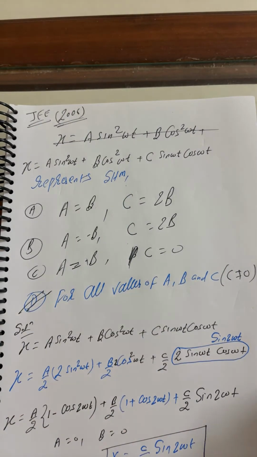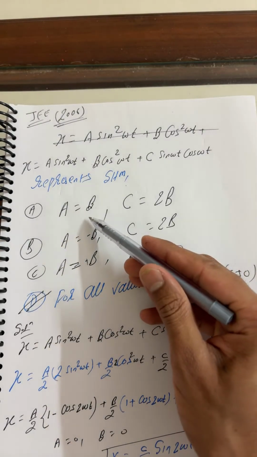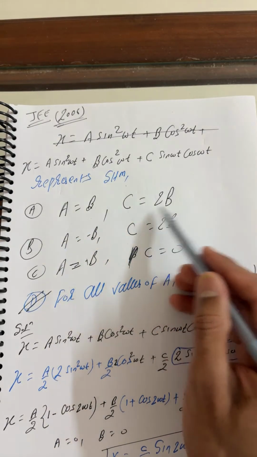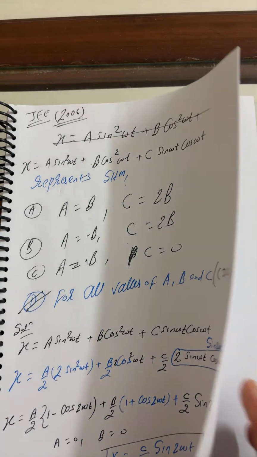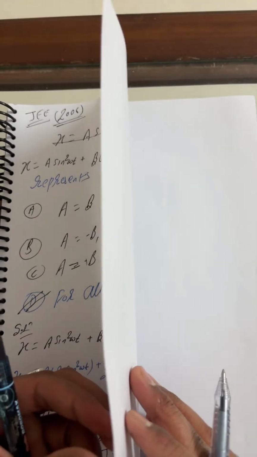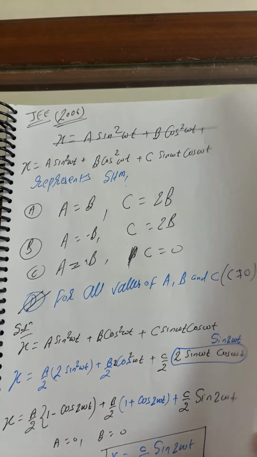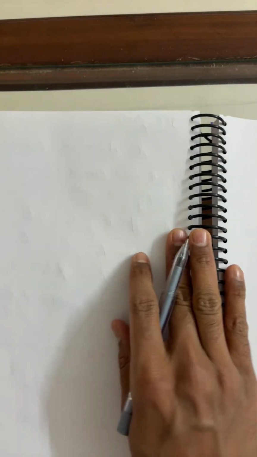You can say option D is correct, my dear. Okay, next I'll take A is equal to B and C is equal to 2B. Then I'll see here, because this is the final expression. So now just turn the page here. Take snapshot. Okay, come, my dear.